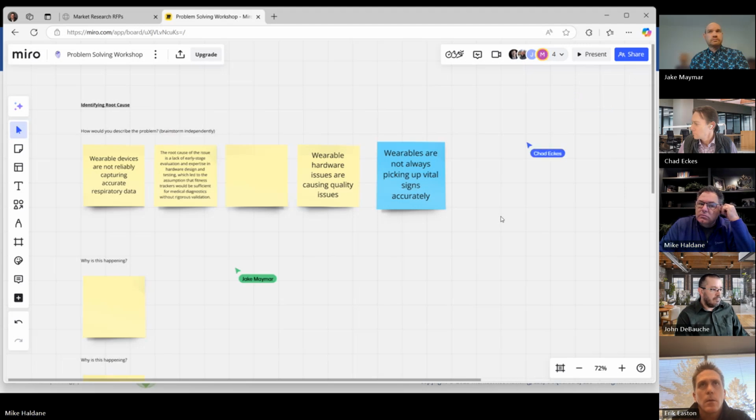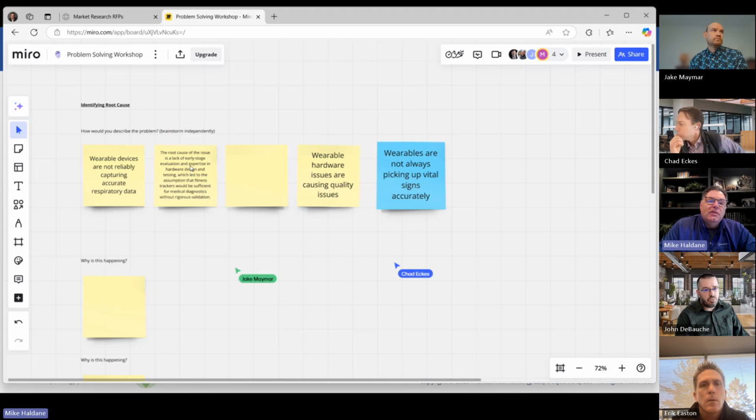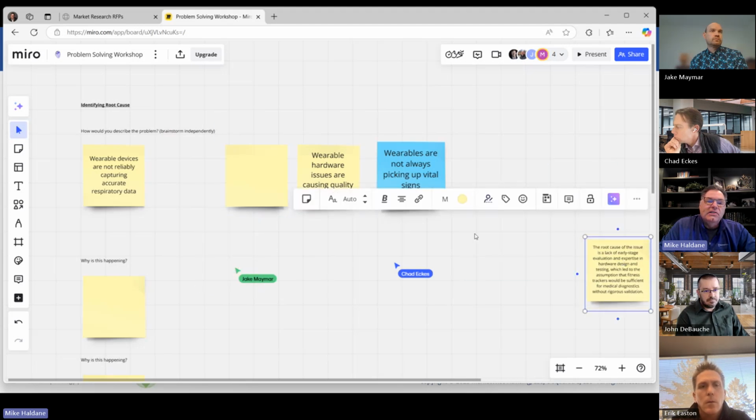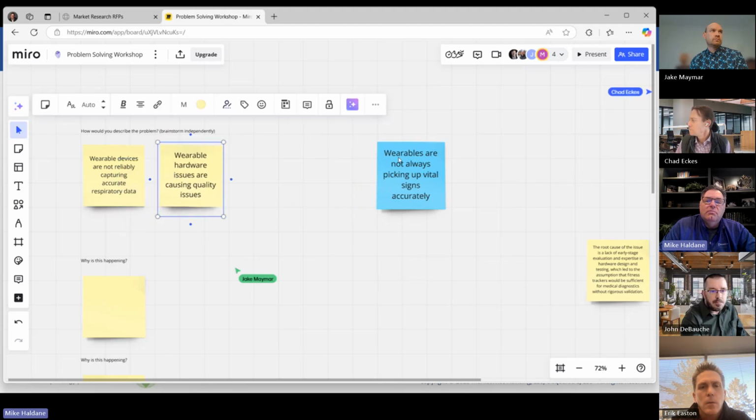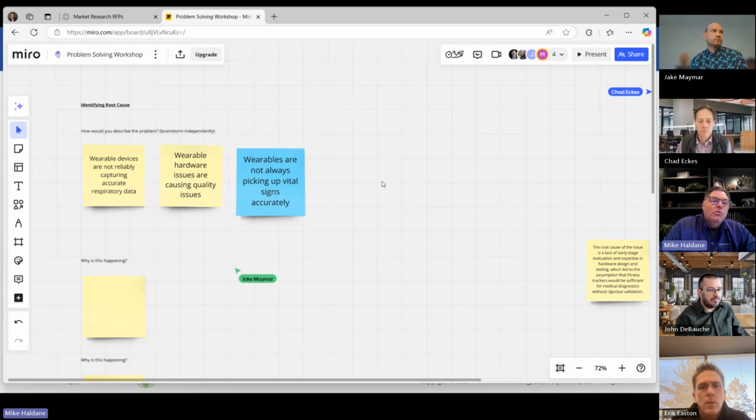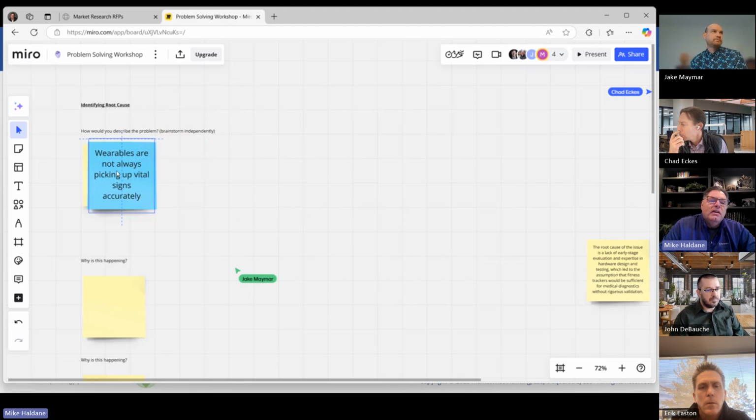All right, so it looks like we've all kind of finished. The second post-it, I'm going to move off to the side for the moment, because before we jump to root cause, we'll save this one for later to see how close we actually got. First I want to talk about how we would define the problem, or a summary of the symptoms that we're seeing. So what we have is wearable devices are not reliably capturing accurate respiratory data. Wearable hardware issues are causing quality issues, and wearables are not always picking up vital signs accurately. I think these are pretty much saying the same things, so I'm going to combine the three of them, and this is going to define what our symptom is.